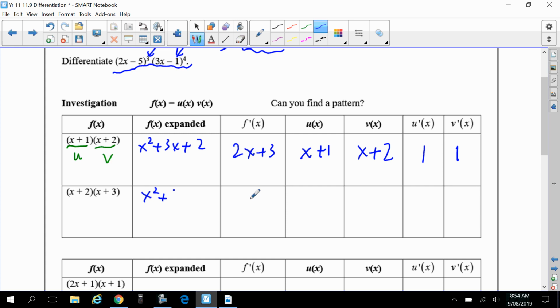Okay, can you do the same as the other one and see if we can find some connection?